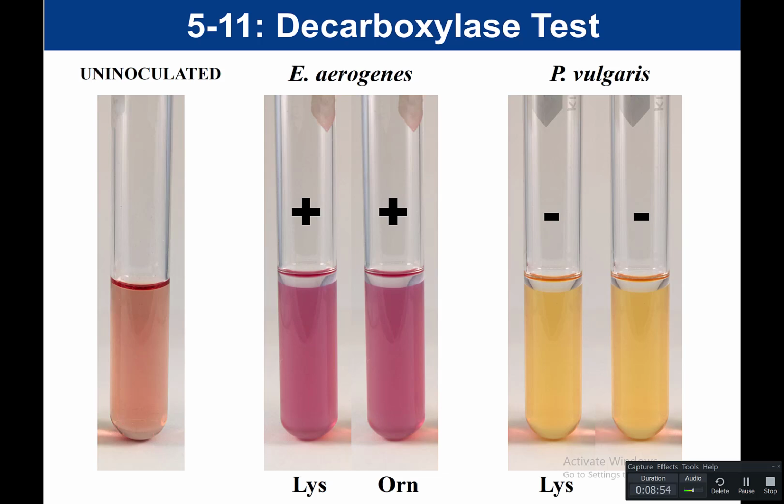So Proteus vulgaris didn't decarboxylate either amino acid. It's negative for decarboxylation of lysine. It is negative for decarboxylation of ornithine as well. So it did not decarboxylate either. And again, it doesn't have to be that way. In some cases, some bacteria might use one and not the other. When you are studying this, you do not have to memorize the result for EA and for PV. I don't care that you memorize what their result was.